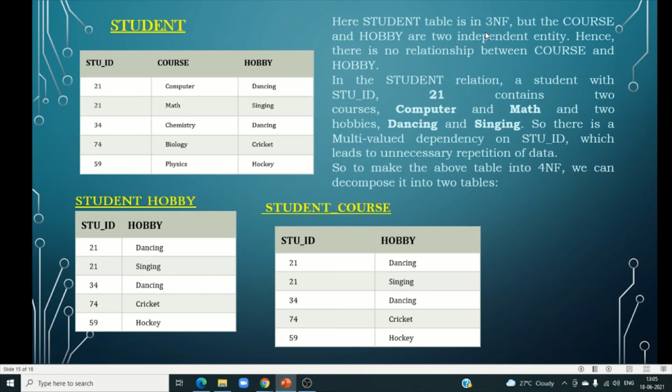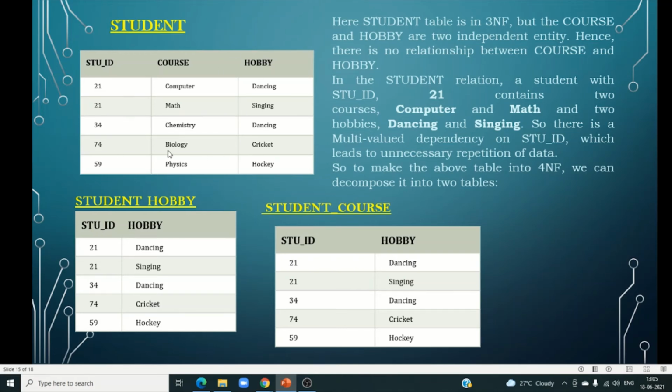Here the student table is in third normal form, but the course and hobby are independent entities in this table. There is no relationship. Course is not related to hobby. These two are multi-valued attributes related to only one value, that is the student ID. So this table contains a multi-value dependency, so it is not in the fourth normal form.